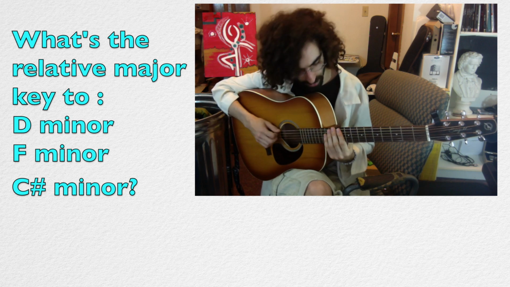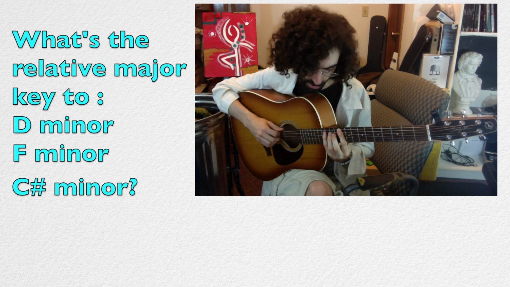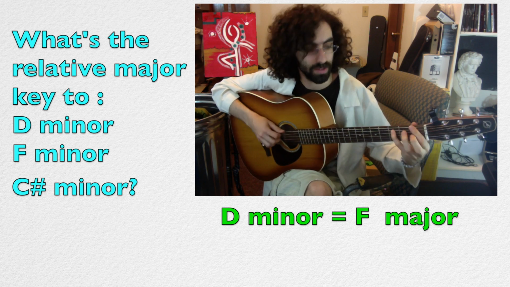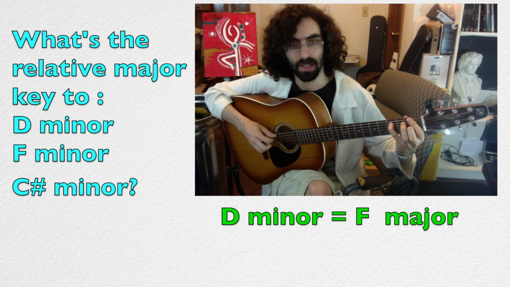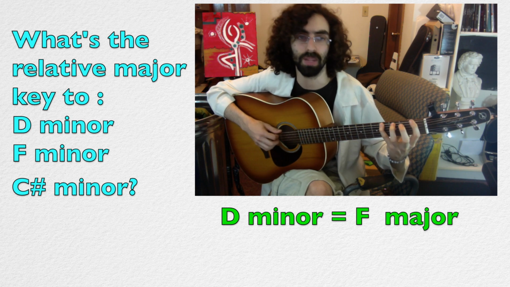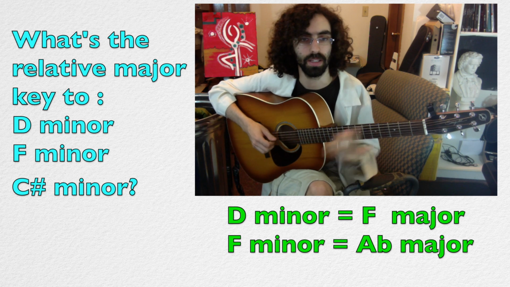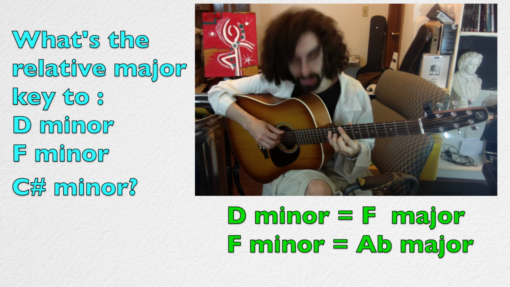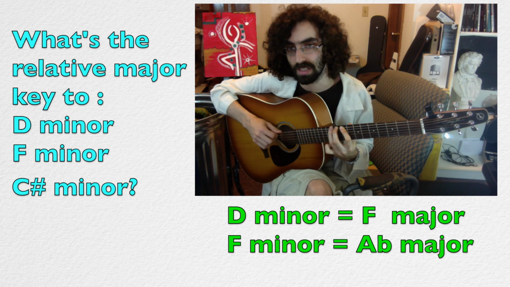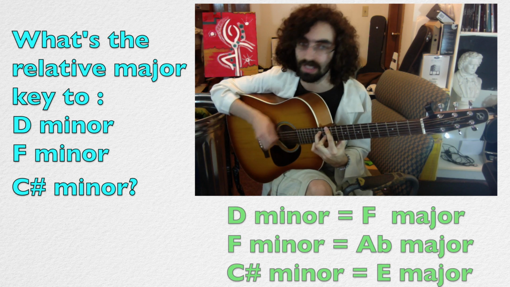So for the D minor, we go up D to E flat to E to F. So the relative major of D minor is F major. And then for F minor, same thing, we find an F down here. We're going to go up F to F sharp to G, G to A flat. So the relative major of F minor is A flat major. And finally, let's do that for C sharp minor. So here's C sharp. We go up a half step to D, up a half step to D sharp, and then up a half step to E. So C sharp minor's relative major is E major.